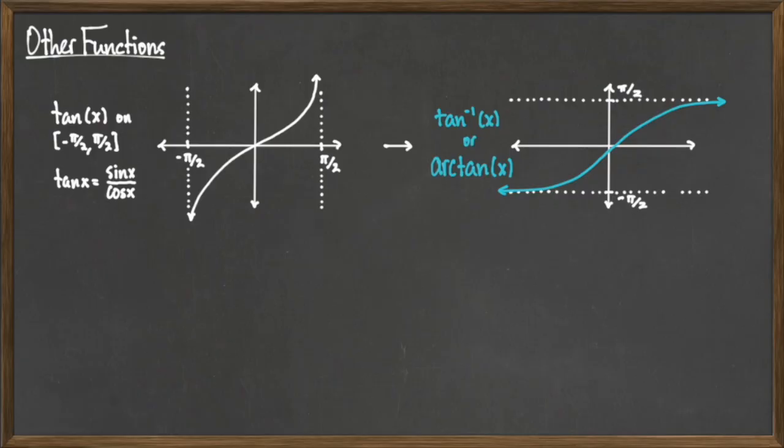The actual tangent graph repeats this same cycle shape infinitely many times to the left and to the right. And if you type it in on a graphing calculator, you'll see that happen. But here again, we're just graphing it on one restricted interval and flipping it to get our inverse tangent function.